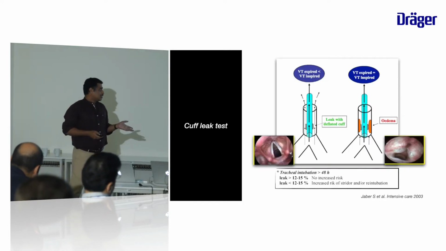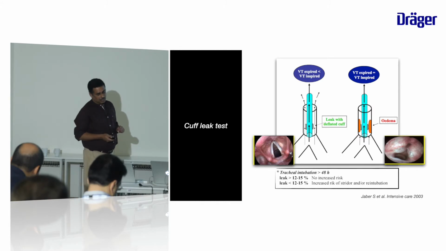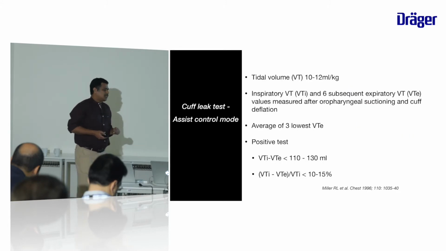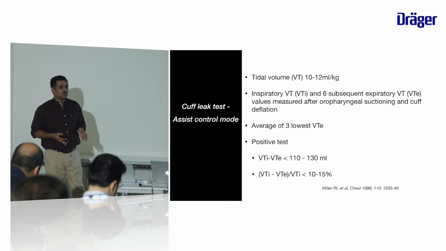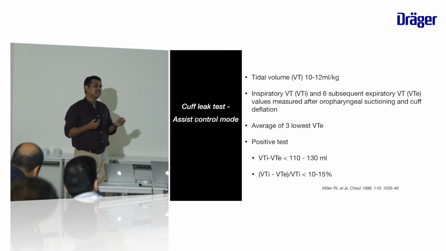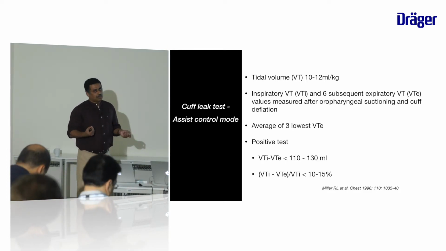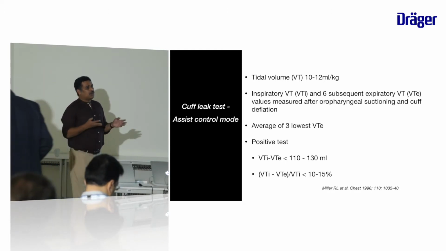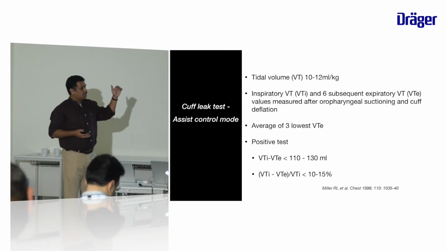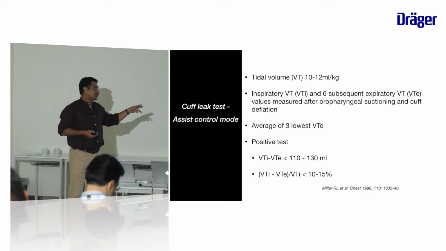So this is the thing, you deflate the cuff. If there is a leak, you say that the cuff leak test is negative. If there is no leak, that means that the cuff leak test is positive. There are two ways you can do the cuff leak test. You can put the patient in assist control mode with a low rate, and measure the initial inspiratory tidal volume delivered, then deflate the cuff, then measure the expiratory tidal volume for 6 breaths and take the lowest 3 and average and find out the difference.